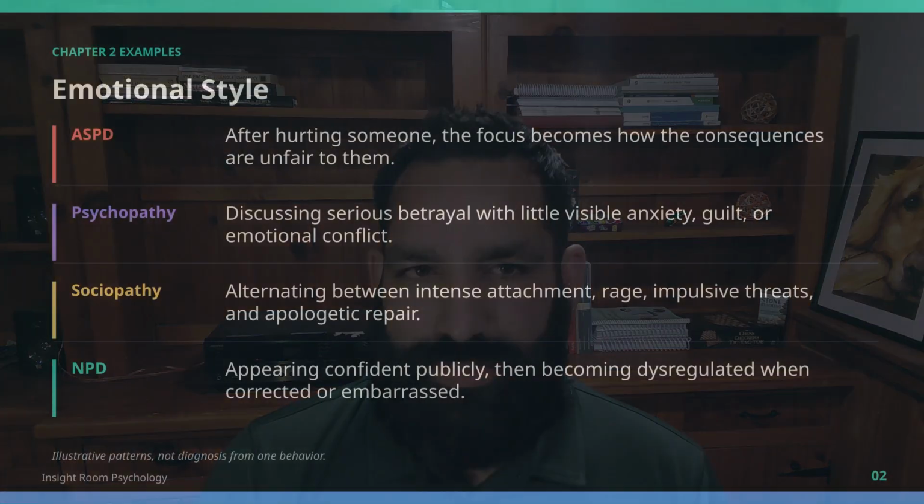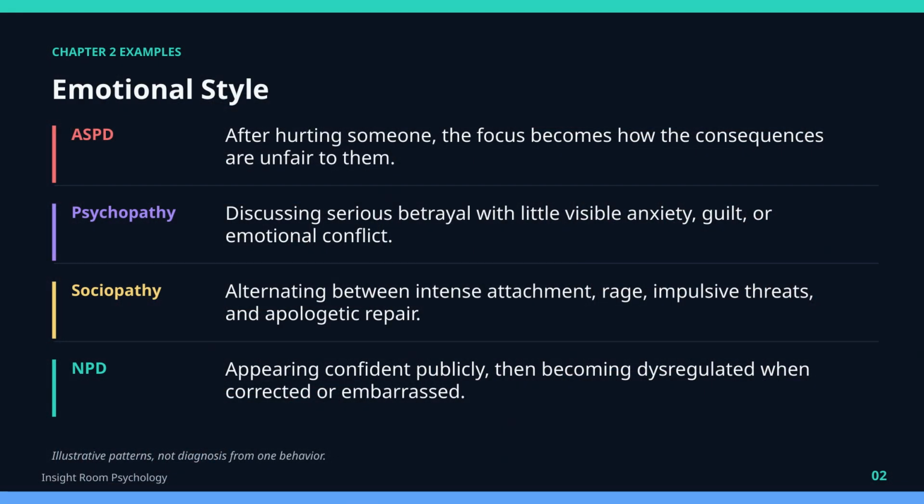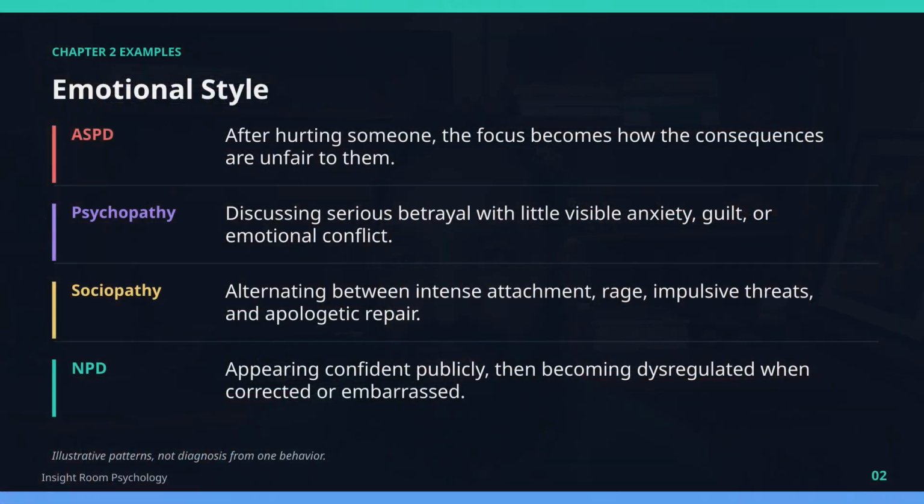That does not mean the person has no emotion at all. It means the emotional depth, emotional resonance, fear response, or guilt response may be reduced or atypical. For example, a person with strong psychopathic traits might discuss a serious betrayal, manipulation, or act of harm with very little visible anxiety, guilt, sadness, or emotional conflict. They might understand what happened cognitively, but not seem emotionally moved by it.